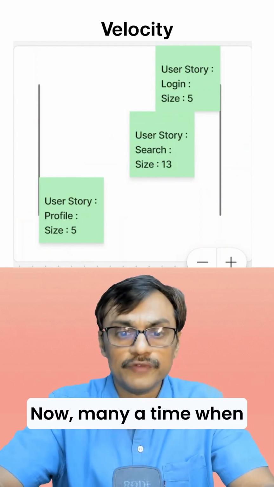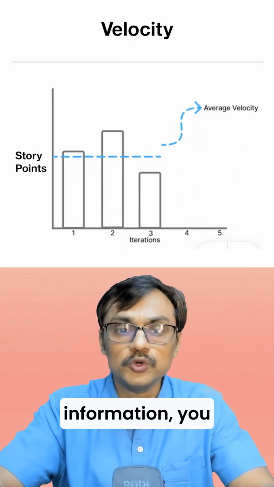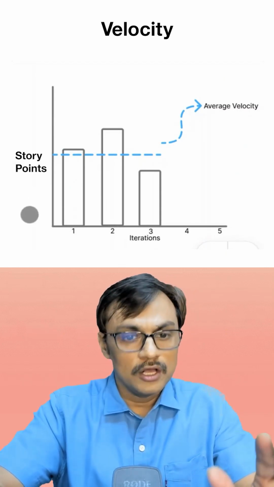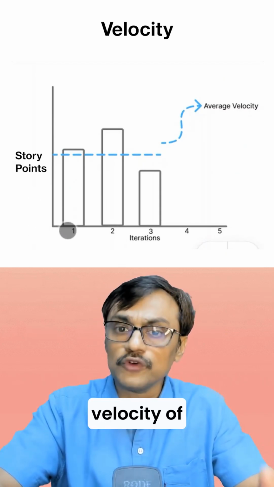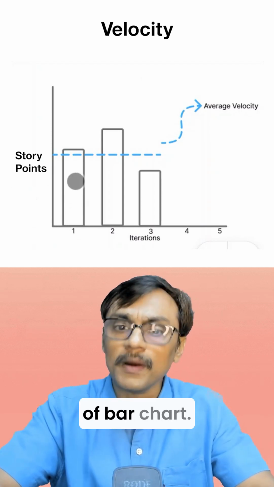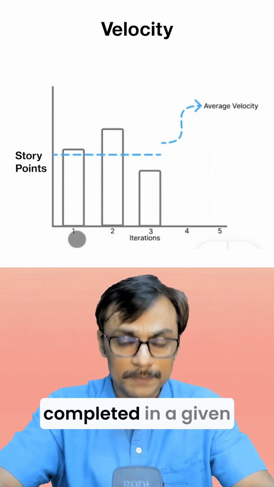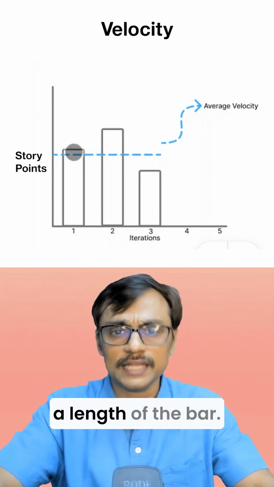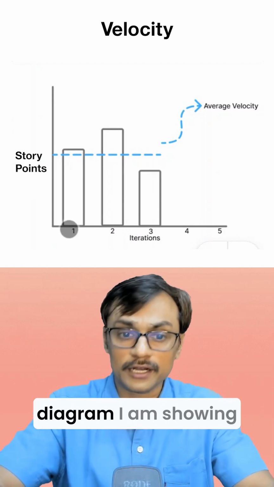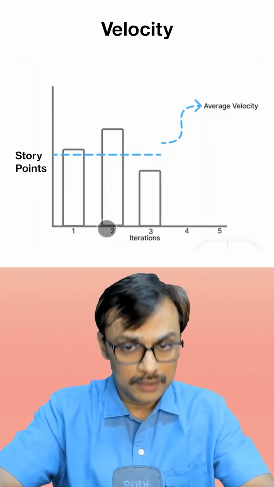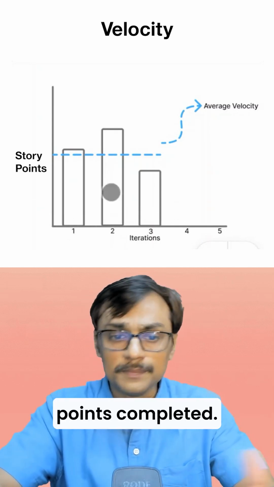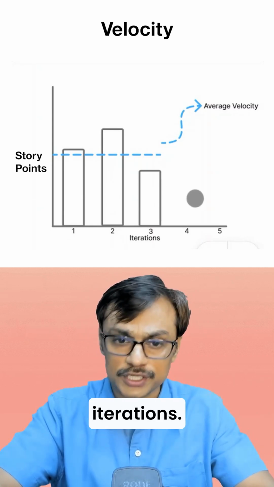Now, many a time when you see this velocity information, you also see a trend graph. So we represent the velocity of each iteration in the format of a bar chart. The number of story points completed in a given iteration we show as the length of the bar. In this particular diagram, I'm showing you the story points completed in three iterations. So you have a velocity for three iterations.